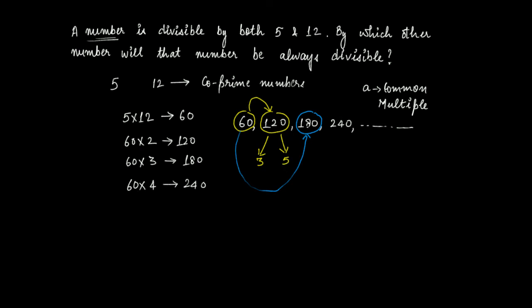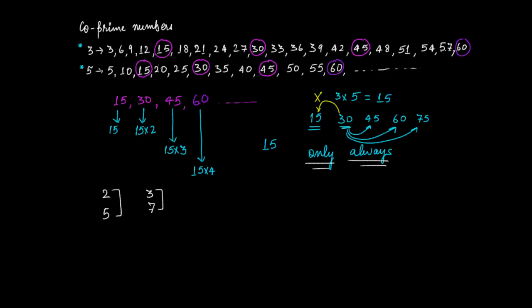Even if you take 240 as a common multiple, and 240 is a number which is divisible by both 5 and 12, by which other number will that number always be divisible? Of course 60. That is the first common multiple of 5 and 12. And that's exactly what we had discussed here.